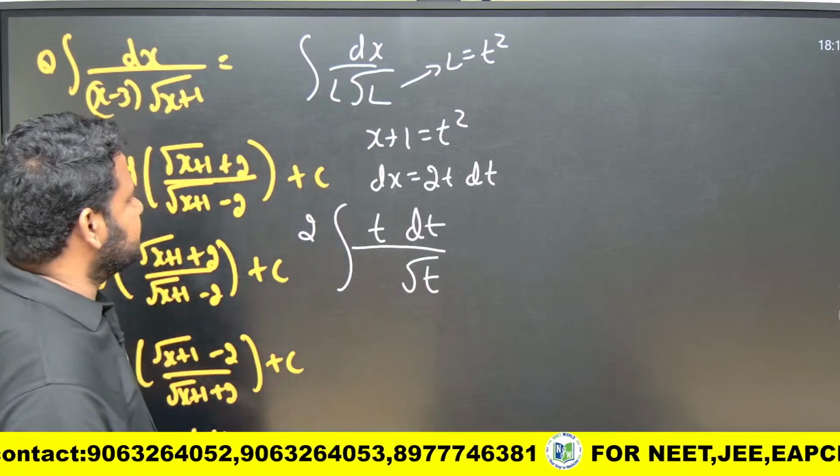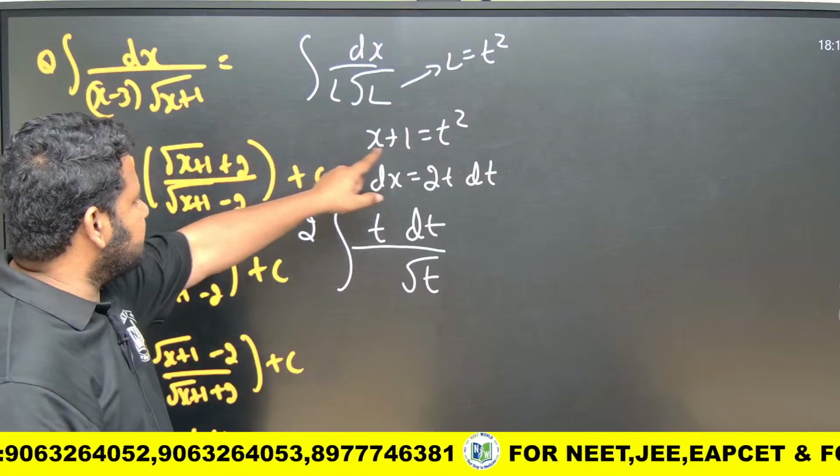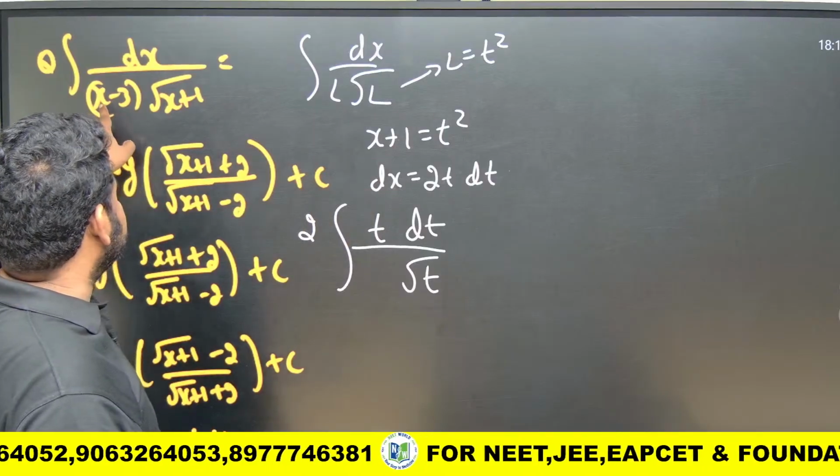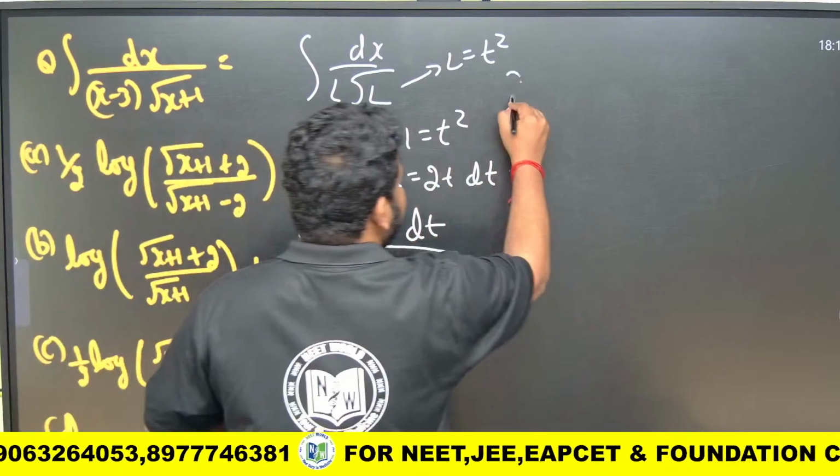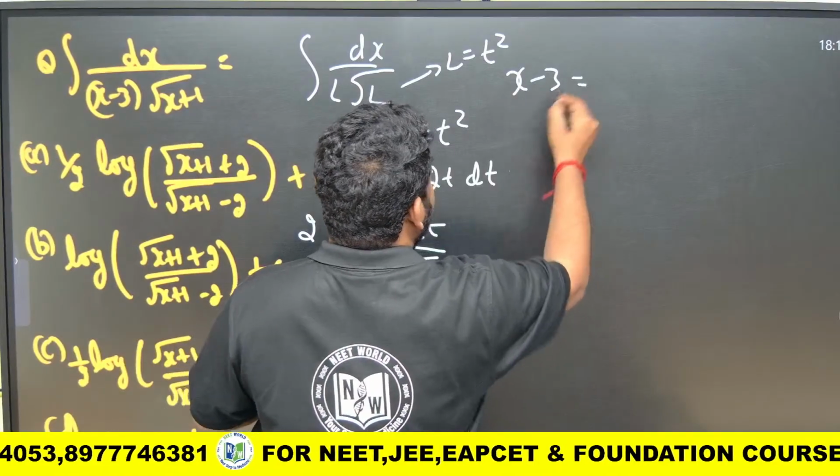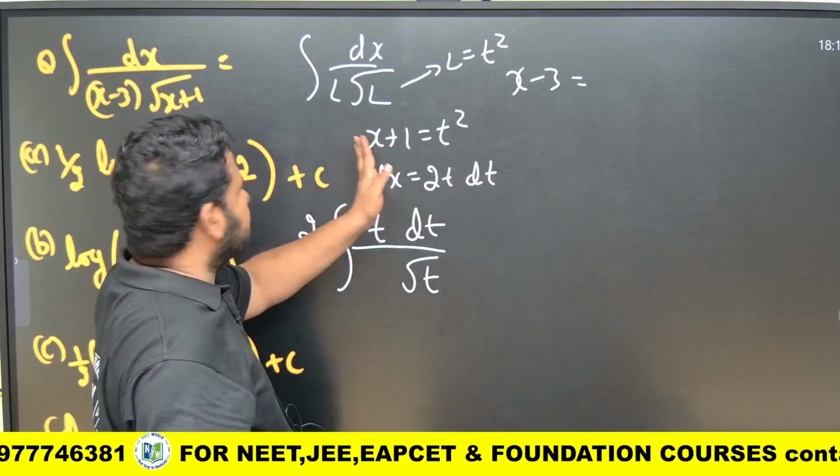What about x minus 3? If x plus 1 is equal to t square, then what will x minus 3 become? If x plus 1 is equal to t square, then x minus 3 is nothing but t square minus 4.